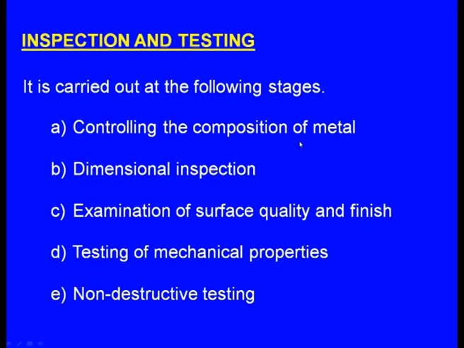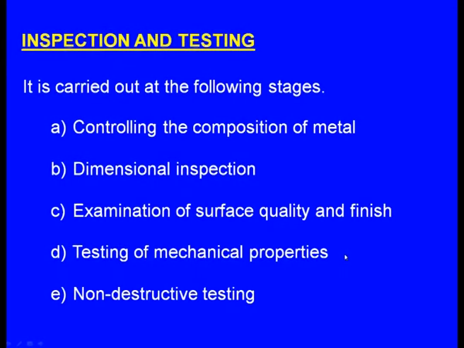The first one is controlling the composition of the metal, I mean the molten metal which is poured into the metal cavity. Second one is the dimensional inspection. What are the dimensions? Are they as per the specifications of the customer? So, that is the testing of the dimensional accuracy, that is the dimensional inspection. Third one is the examination of surface quality and finish. Fourth one is the testing of mechanical properties of the casting. And finally, non-destructive testing. Sometimes there may be internal defects, internal cracks or blowholes and some other defects. So, these will be detected using non-destructive testing.